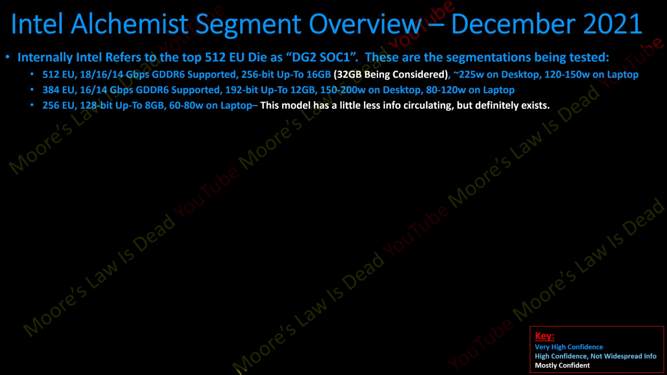Then there's the 256 execution unit model. Yep, the 512 cut in half, meant for the 60 to 80 watt segment. This model definitely exists, but there's just a little bit less information circulating around it. And either way, SoC1 goes into planned production. Again, planned. Who knows if problems happen? Mid-February. And AIBs are pretty annoyed by this. They were hoping to test their boards in January.